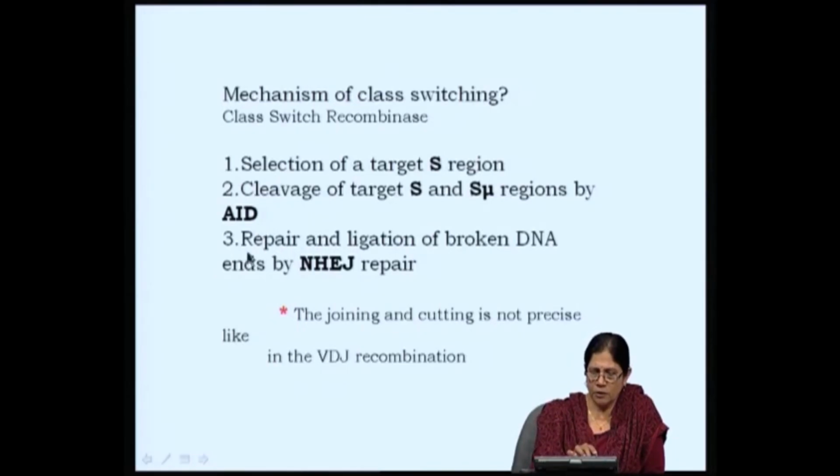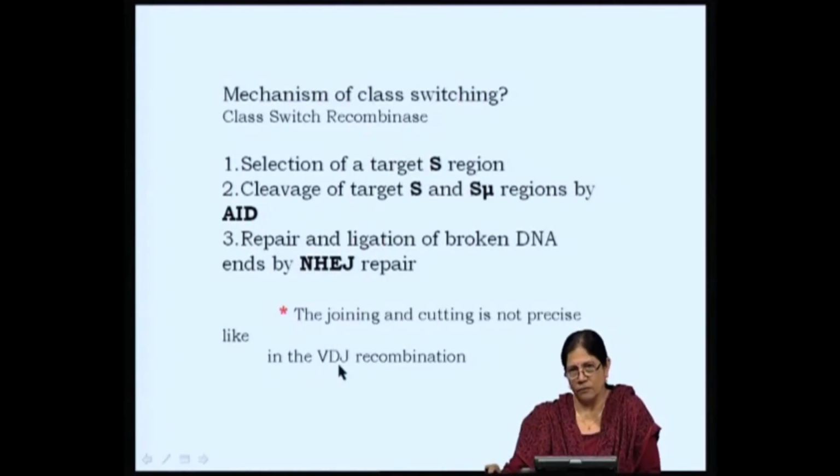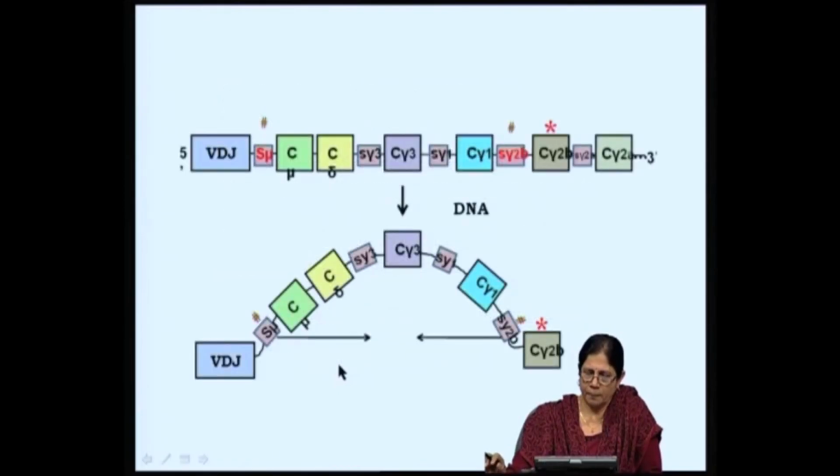The third step in this event would be cleavage, repair and ligation of the broken DNA ends by NHEJ, that is, the non-homologous end joining repair system. Again, I would like to say that the joining and cutting in class switch recombination is not precise, unlike what happens in VDJ recombination. Let us look at where these switch region gene segments are present.